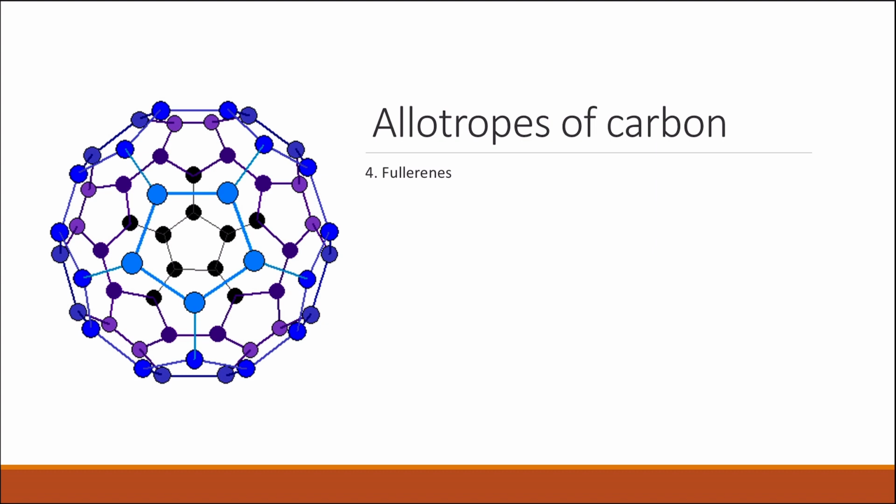One of the first discovered fullerenes was the Buckminster fullerene. Buckminster fullerene has a shape like a hollow ball, and it has 60 carbon atoms. So the structure of the fullerene is C60. It consists of 20 hexagons and 12 pentagons and has a molecular formula of C60.